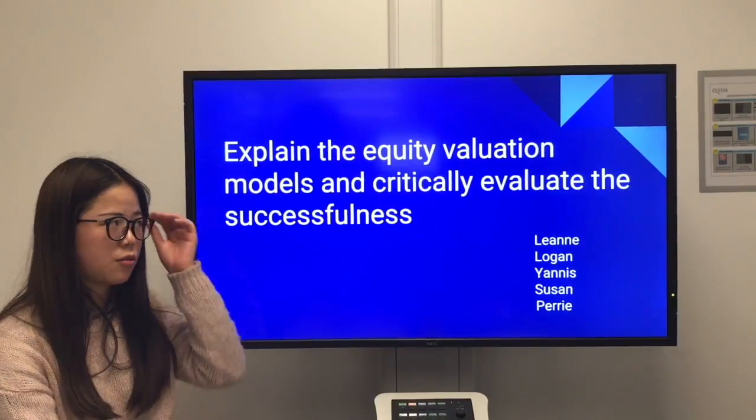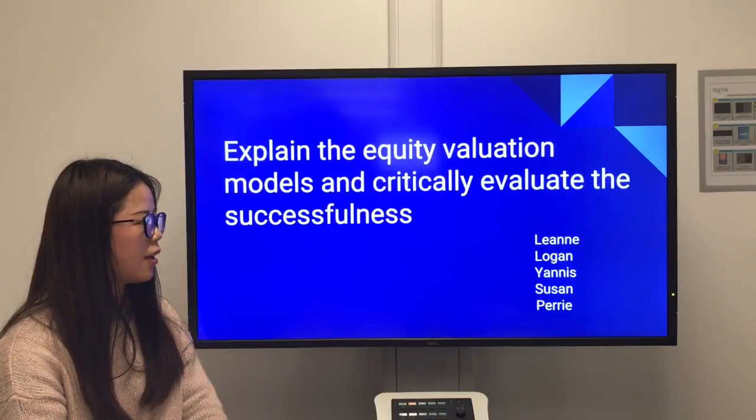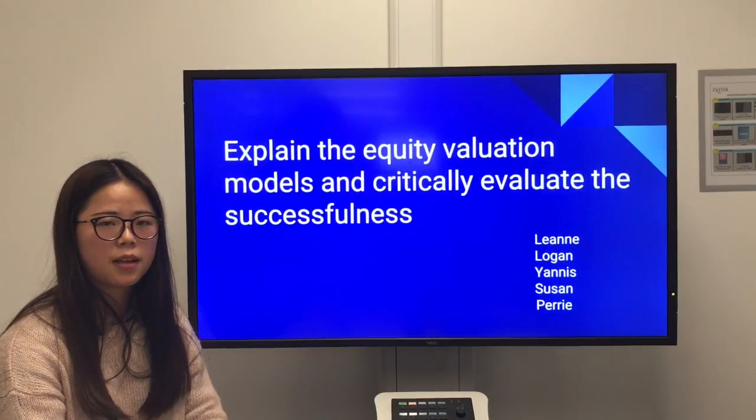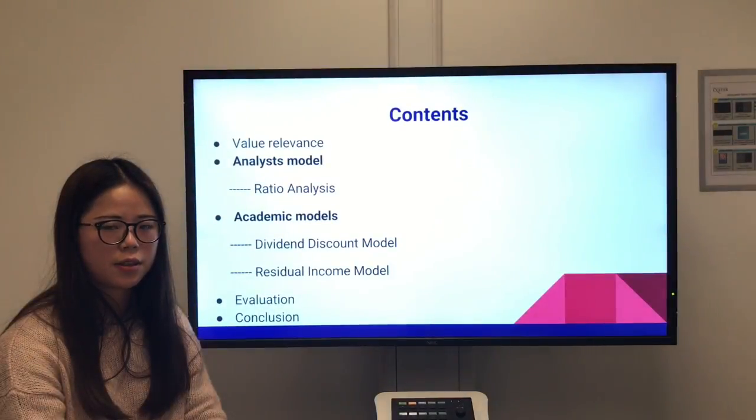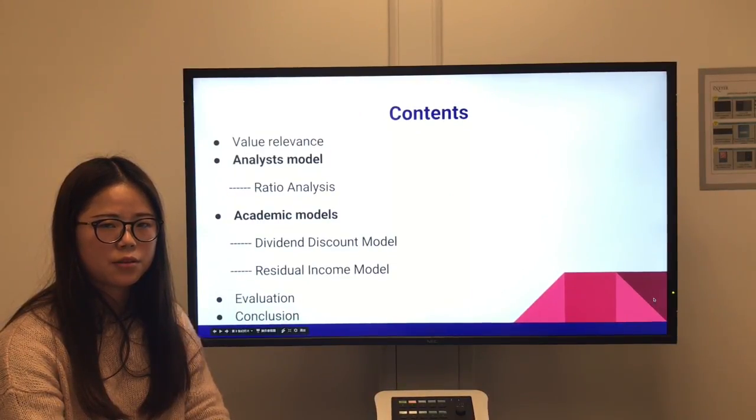Today my group is going to explain the asset valuation models and critically evaluate their success. Amelia will describe the value relevance literature, and Logan will describe the analyst models. After that, Susan and Ernest will introduce the academic models. Finally, Pierre will take charge of the evaluation and conclusion parts.